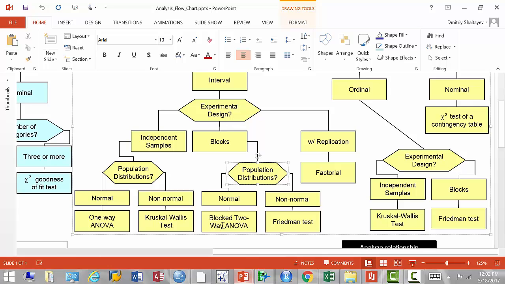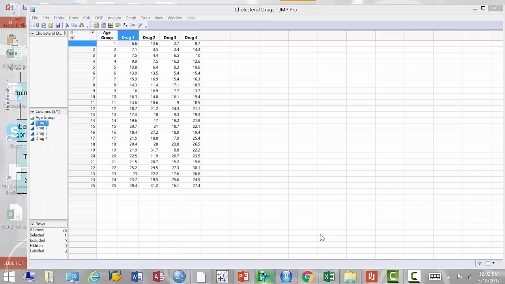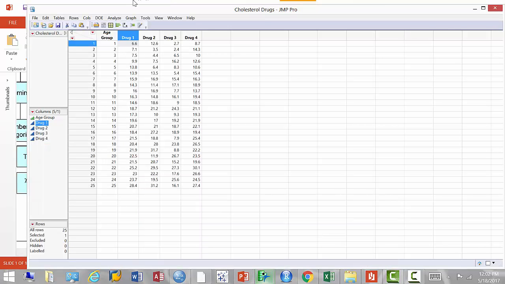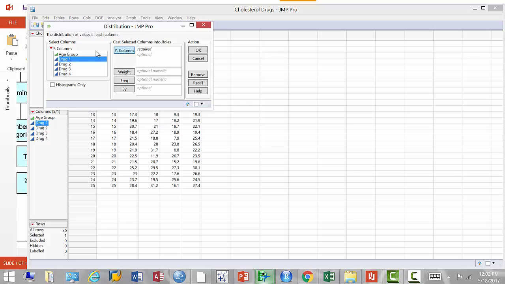Two-way, it's called two-way because I have factor 1 and factor 2, right? Okay. So let's check for normality. And let's pray that things are normal. Okay, so I'm going to go to the distribution and select just the drug, right? I'm checking these things, drug 1, 2, 3, for normality.